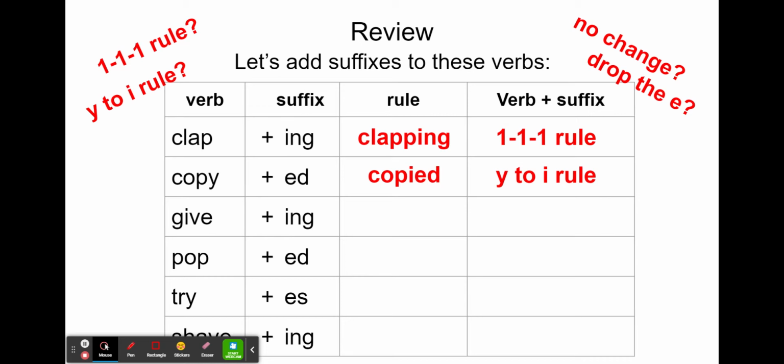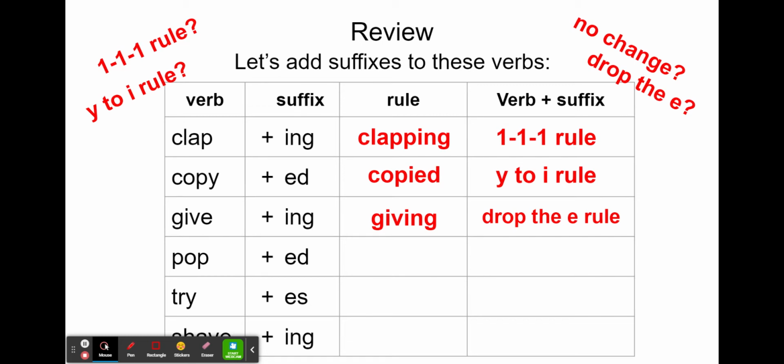All right, let's try the third one. Give into giving. So press pause and think for a moment. How are you going to spell giving, and what rule did you use? All right, I'm ready to check. Are you ready to check? To make give into giving, it's going to look like this. And now think, what did we do here to go from give to add the ing? Did you pick out the right rule? Drop the E? Excellent.